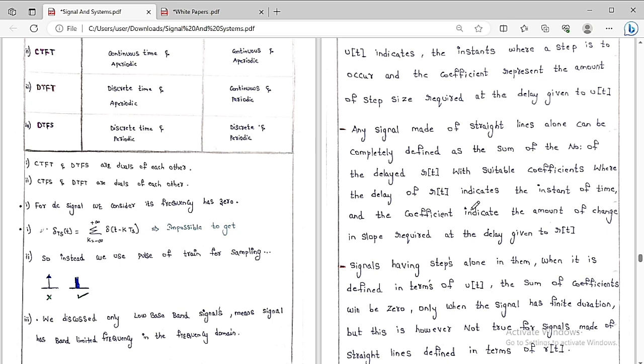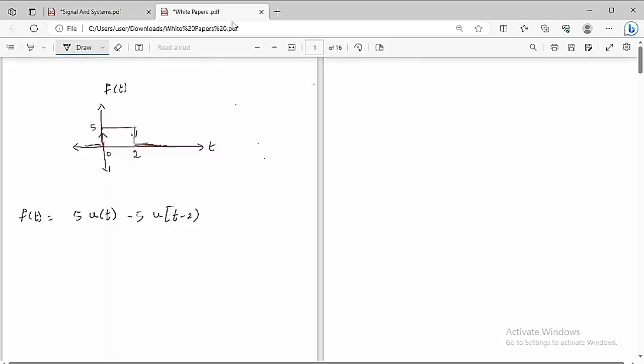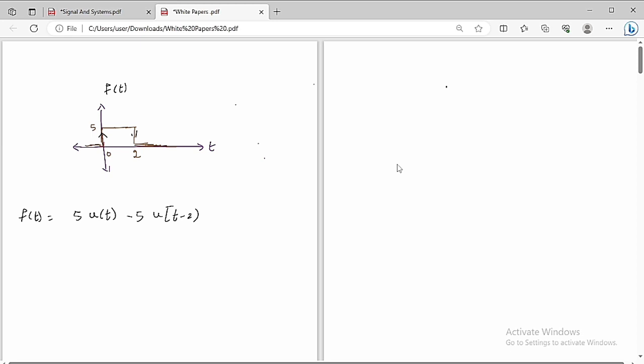So the coefficient is nothing but the change in the amount of slope. So any signal made of straight lines alone can be completely defined as the sum of the number of delayed r of t with suitable coefficients, where the delay of r of t indicates the instant of time, and the coefficient indicates the amount of change in slope required at the delay given to r of t. I am going to explain this concept with a small example. Only a very small example, not a very big one.